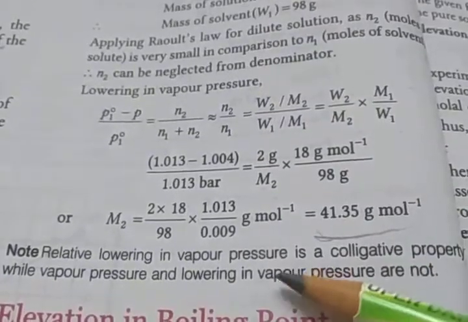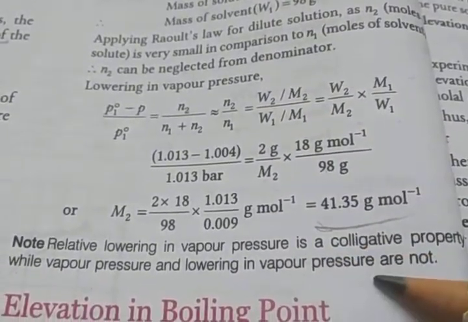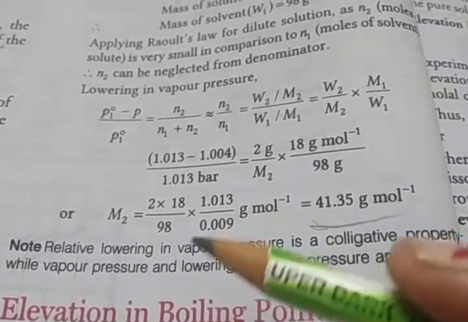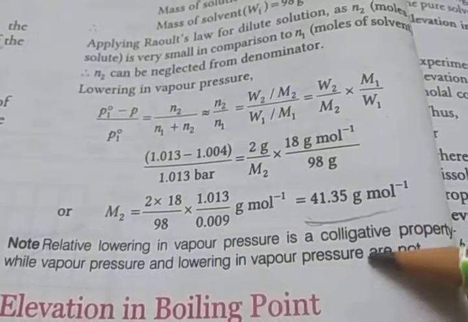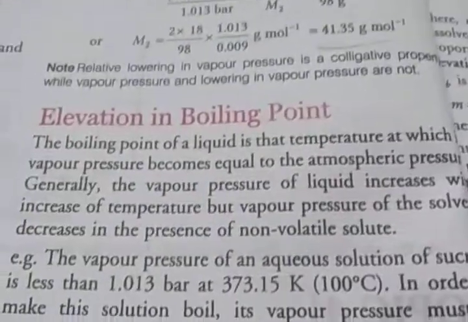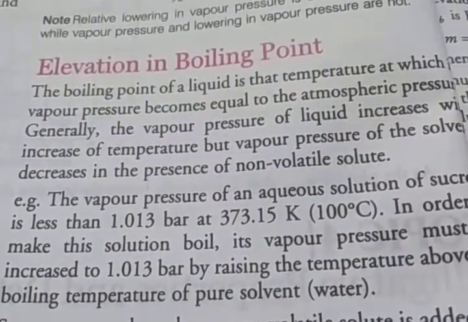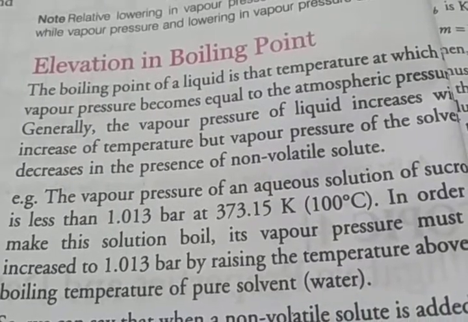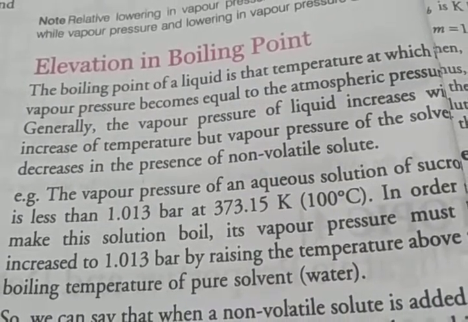So relative lowering in the vapor pressure is a colligative property, but vapor pressure and lowering in vapor pressure are not. Okay, the next colligative property is elevation in boiling point. I will explain it in the next video. Thank you so much.